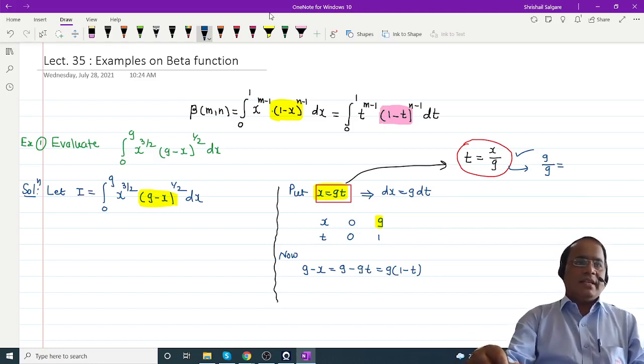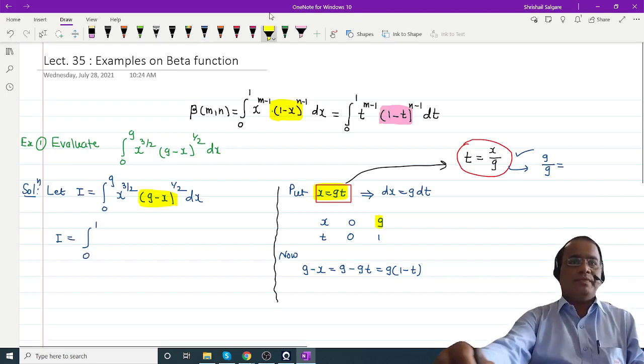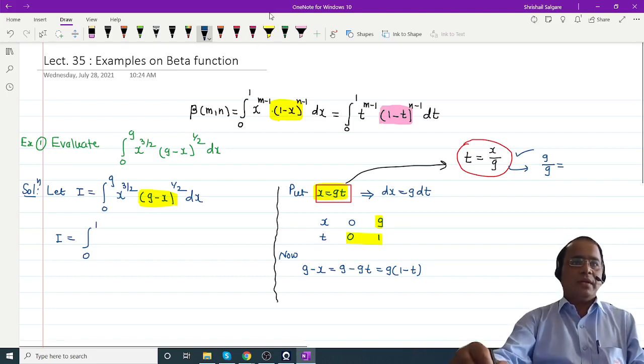Now this integral, I is equal to, with the new limits, I am writing that integral in terms of t. So you have to write the new limits for t from 0 to 1. Now see here, new limits for t from 0 to 1. So x is nothing but 9t raised to 3 by 2.